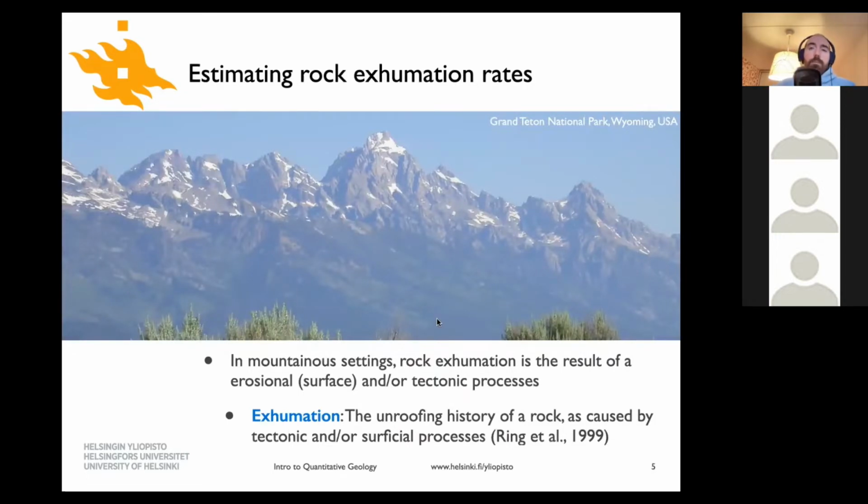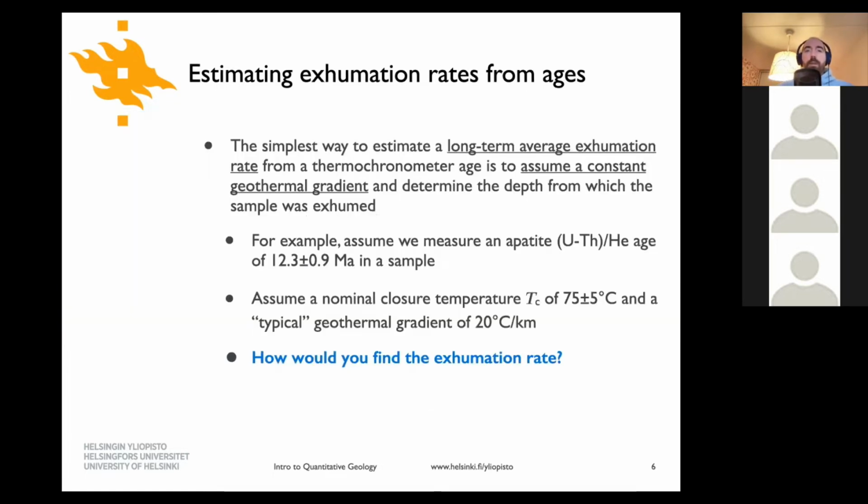So yeah, we're going to estimate exhumation rates. And one way we could do that, if we wanted to do the kind of quick and dirty method, would be to take something like a thermochronometer age and assume some constant geothermal gradient. So we could say like 20 degrees C per kilometer is how much temperature increases from the surface down into the crust. And we could use this age and this gradient in temperature to come up with a long-term rate of exhumation. Well, how does that work?